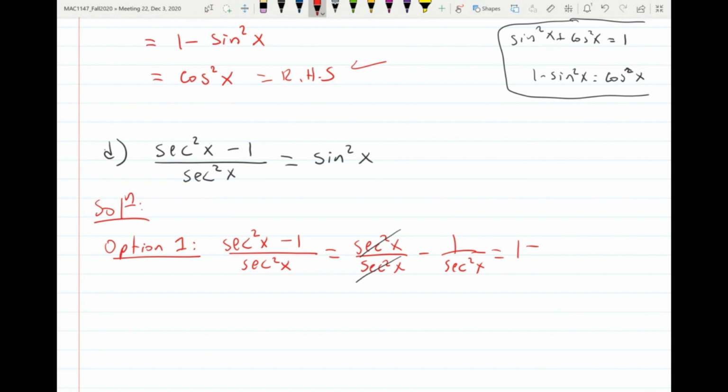Now remember, 1 over secant is cosine. So this is just 1 minus cosine squared. And then what is 1 minus cosine squared? This is sine squared of x, right? Which is our right hand side. So we're good. We started with the left and we end up with the right. You okay with this?